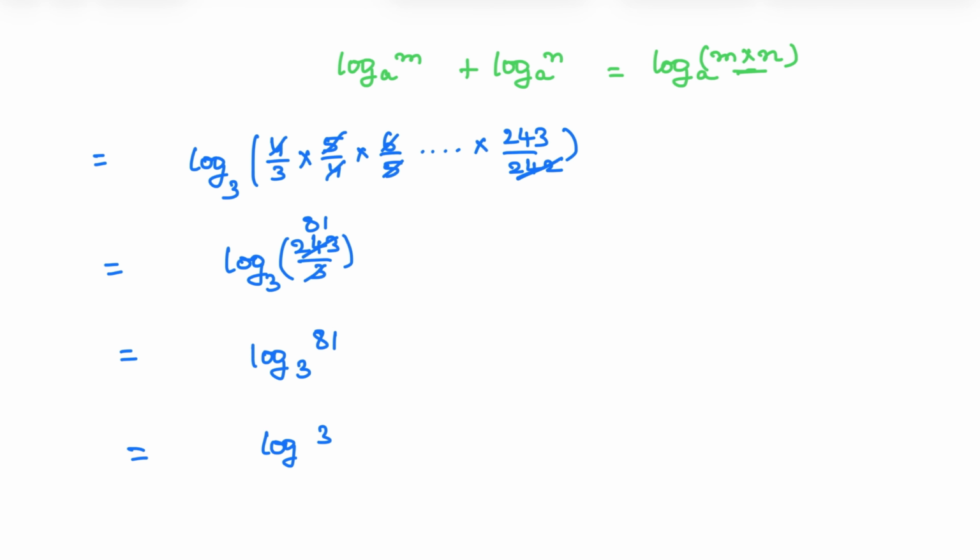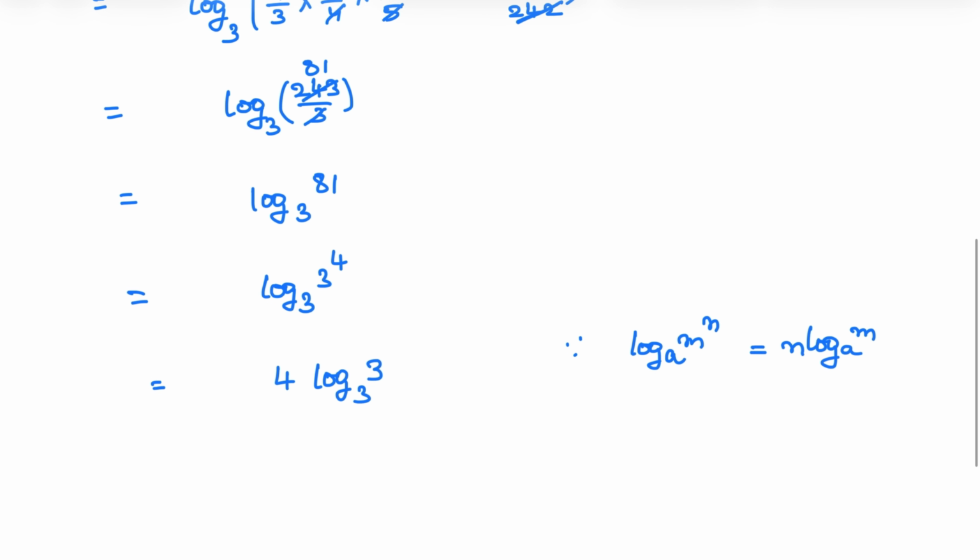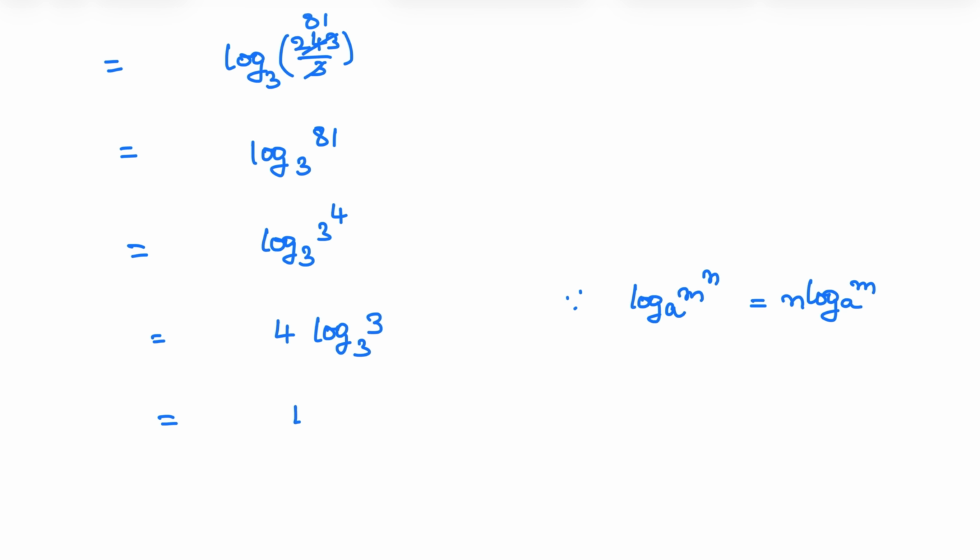How can we write 3 power of 4 base 3? 4 into log 3 base 3, since log m power of n base a equal to n log m base a. It is equal to 4, since log 3 base 3 equal to 1. Here log a base a equal to 1. Therefore 4 is the answer.